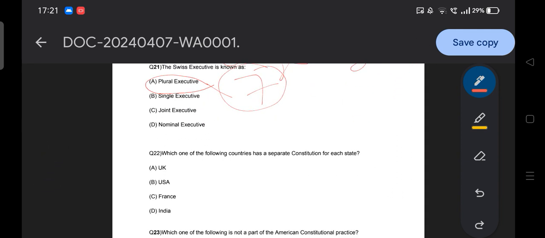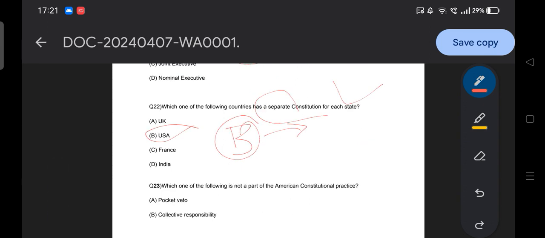Moving to the next, which one of the following countries has a separate constitution for each state? Obviously the answer is USA, because the US has 50 states and each and every state has its own constitution. Okay, so that is the unique feature of the USA. And one more thing: whenever we cover any topic, we need to cover especially the constitutional provisions of every country. We need to cover the unique portion or unique part of that country.